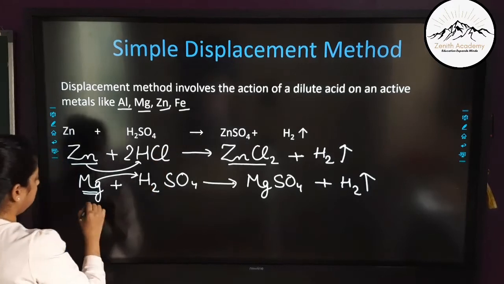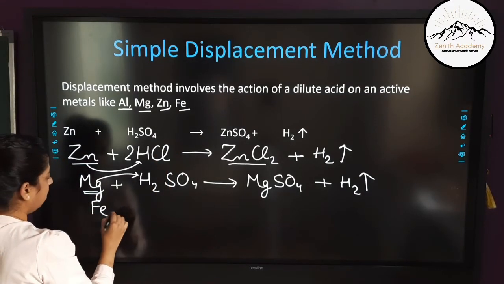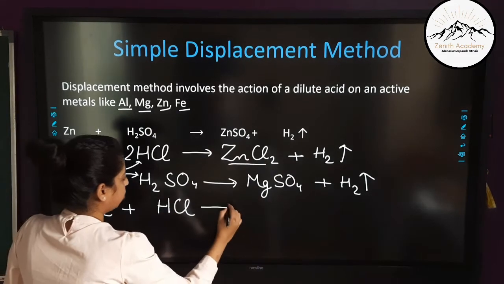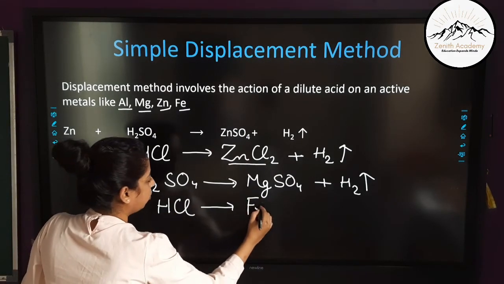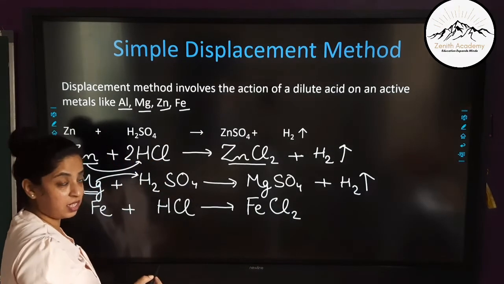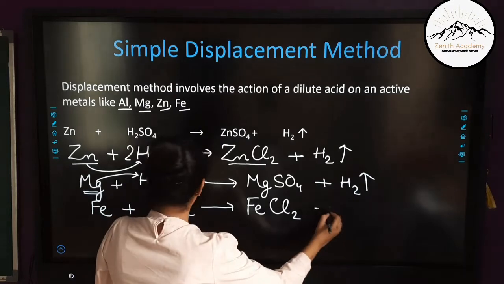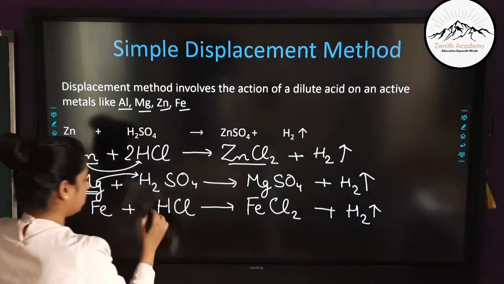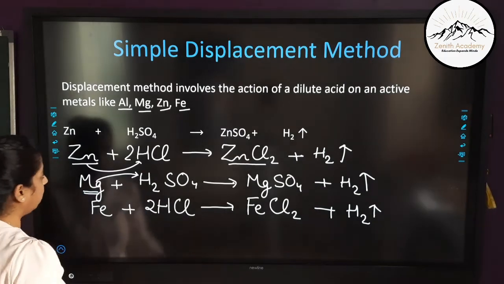Let's take iron. When iron reacts with HCl, it should form FeCl2 if we are taking iron of +2 valency, that is ferrous. So this is ferrous chloride and hydrogen is released. Just balance the reaction.